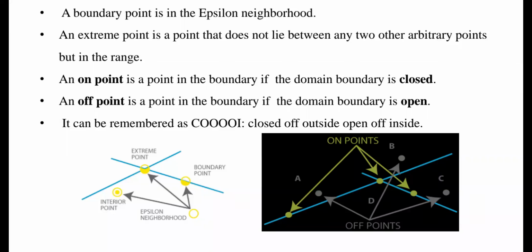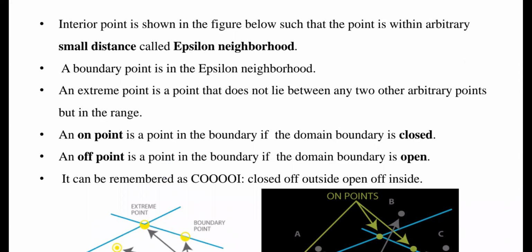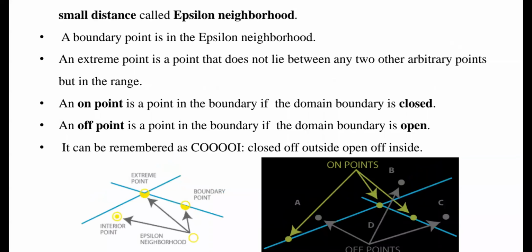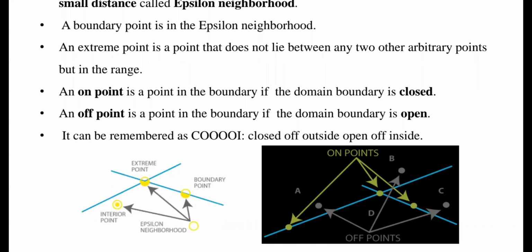The points outside the epsilon neighborhood are extreme points. See, these are considered bugs. Interior points are those within an arbitrarily small distance, called the epsilon neighborhood. A boundary point is in the epsilon neighborhood. An extreme point is one that does not lie between any two arbitrary points but is in the range only. See the extreme point here: it is not in between any domain arbitrary points, but it is in the range only.